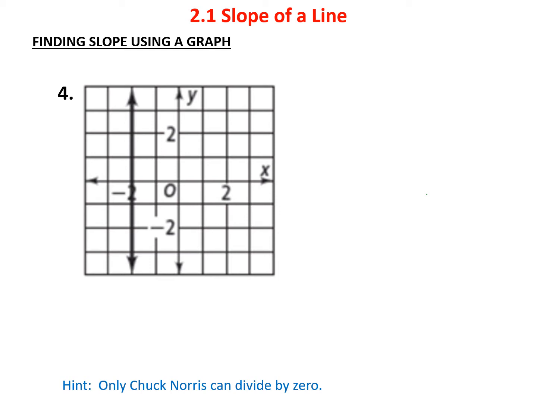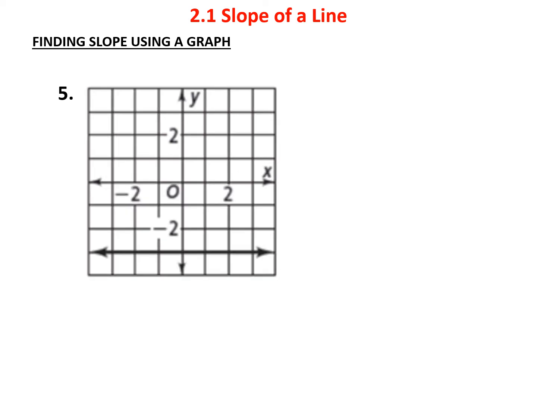As you work this problem and you set up your ratio, the fraction, remember the hint I have down below. Only Chuck Norris can divide by 0. I can't, and you can't. This problem is a little bit like the problem number 4, but very different in that the 0 is not in the denominator, which is undefined. It's in the numerator. And so we actually do have a slope on this one.